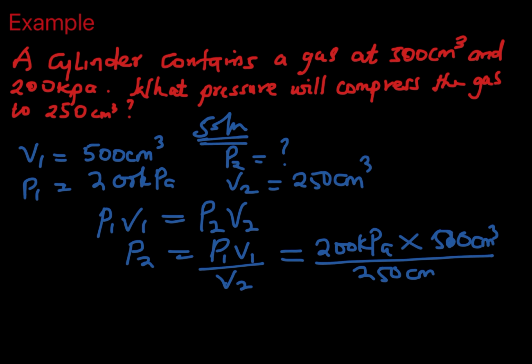When we solve that, we cancel the cm³ out. Since you are looking for pressure, the only unit that we will have is the kPa. So 200 times 500 divided by 250 will give us 400 kPa as our pressure.